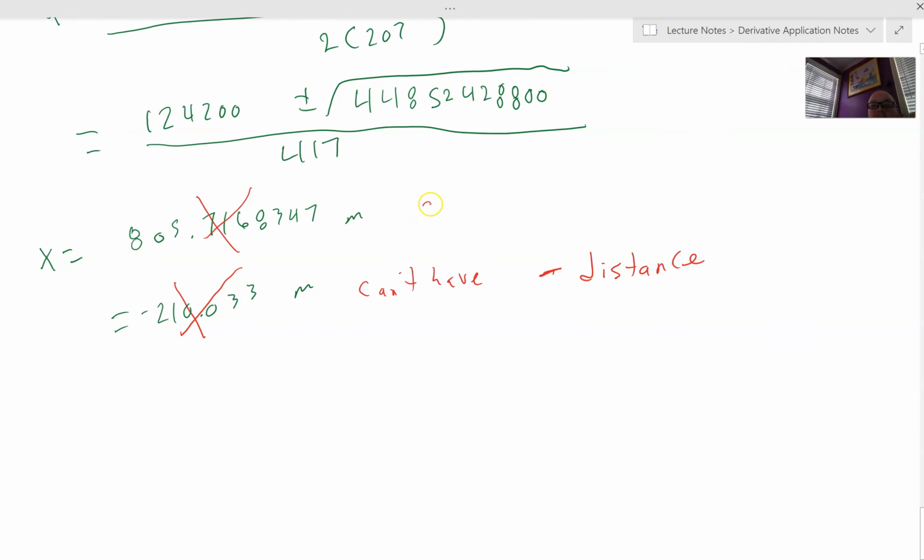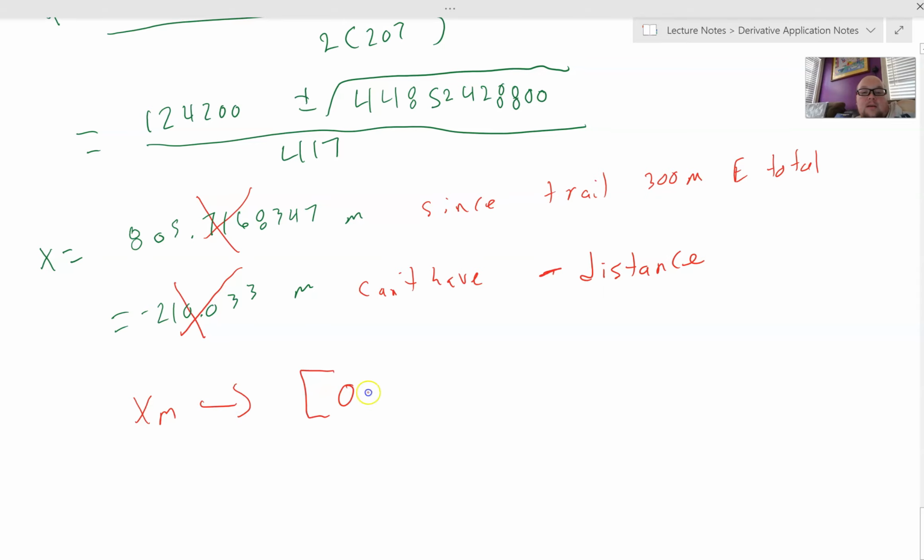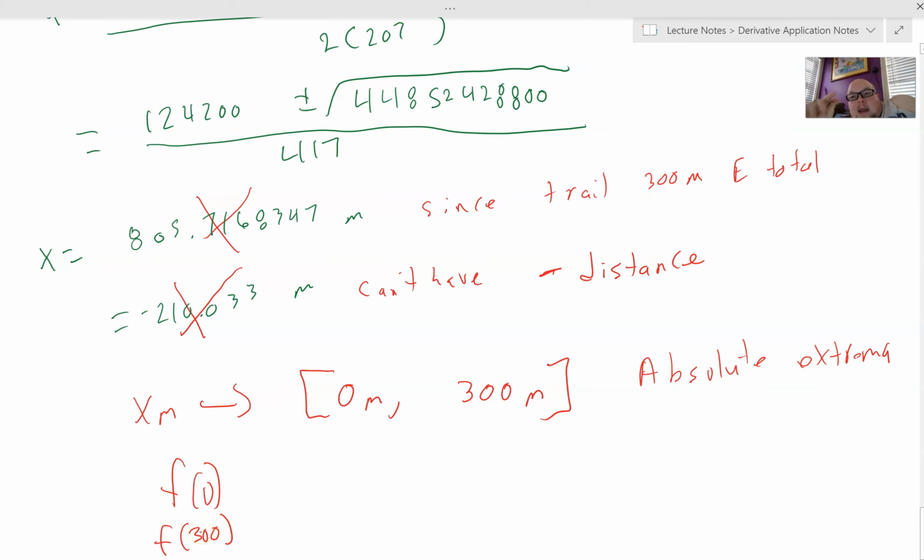We can't do this since the trail is only 300 meters east total. And this is why it's called absolute extrema, because you are bounded. Your x meters has to be between 0 meters and 300 meters. And so that will tell you where your max or min should occur. So since that 800 is outside of it, we must use our absolute extrema. And so now what we do is we say, okay, we do f of 0 and f of 300.